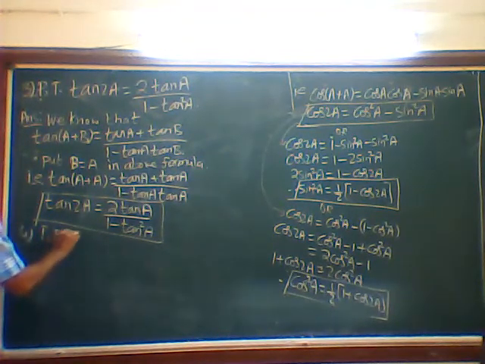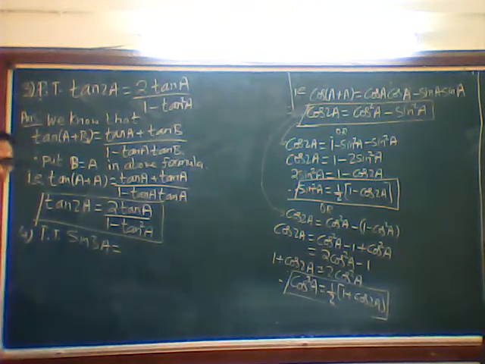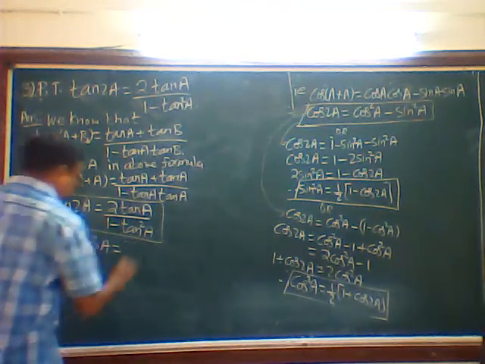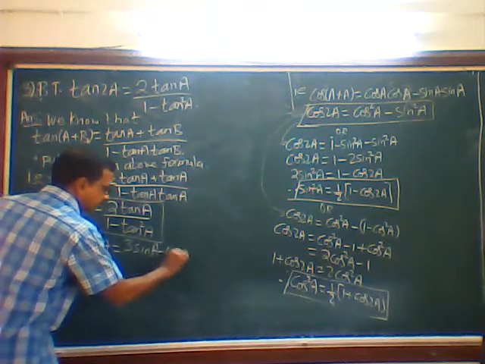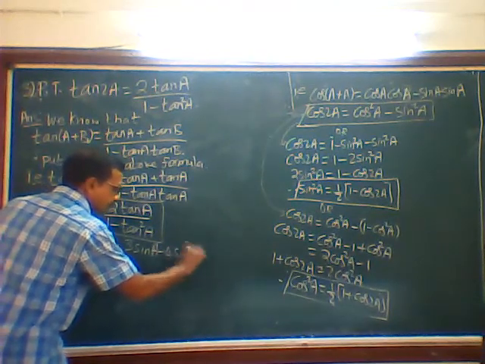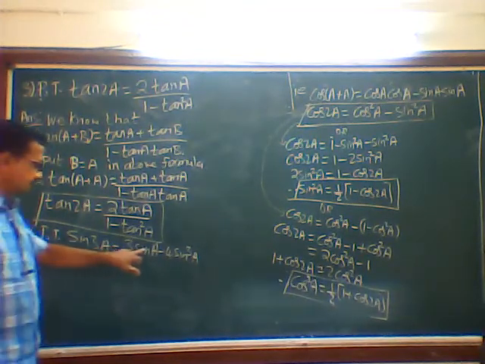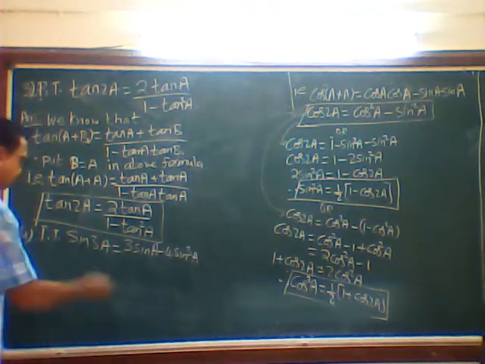Prove that sin 3A is 3 sin A minus 4 sin cube A. This also they will ask as a 5 marks problem. Prove that sin 3A is 3 sin A minus 4 sin cube A. Now how to prove, I will show you.